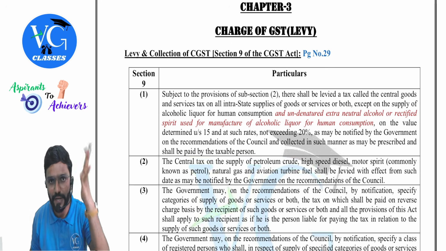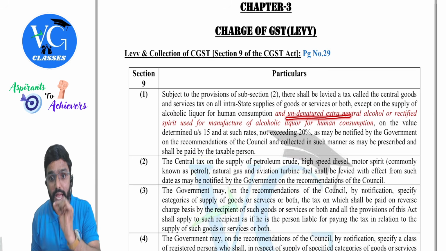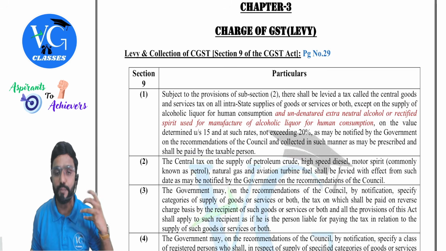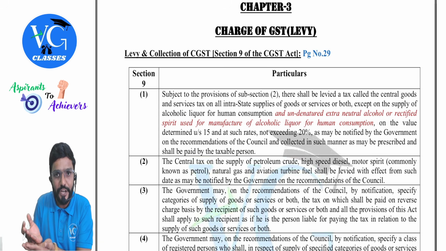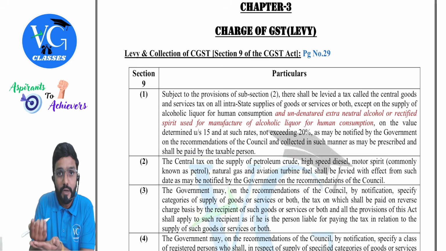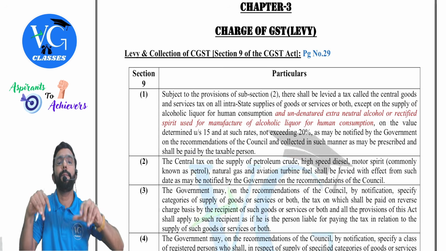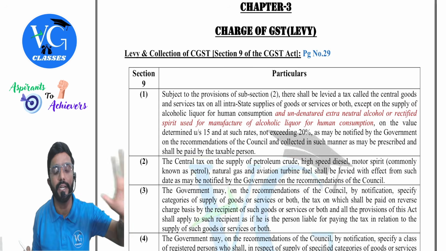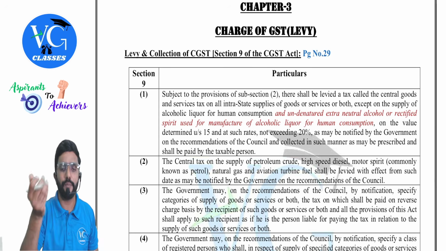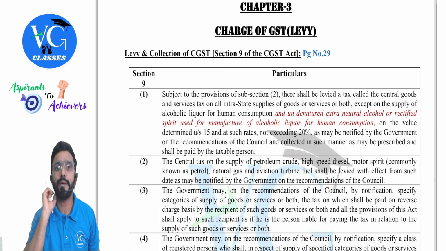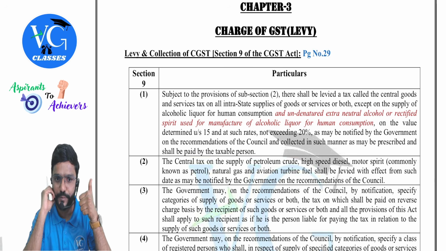So please listen, guys. I repeat again. If undenatured extra neutral alcohol or rectified spirit is supplied by the supplier to the alcohol manufacturer for use in the process of manufacturing alcohol for human consumption, then it is completely outside GST. The supplier need not pay GST on it. Sir, what if this is supplied for any other purpose? In that case, it is liable for GST. Hope you got it.